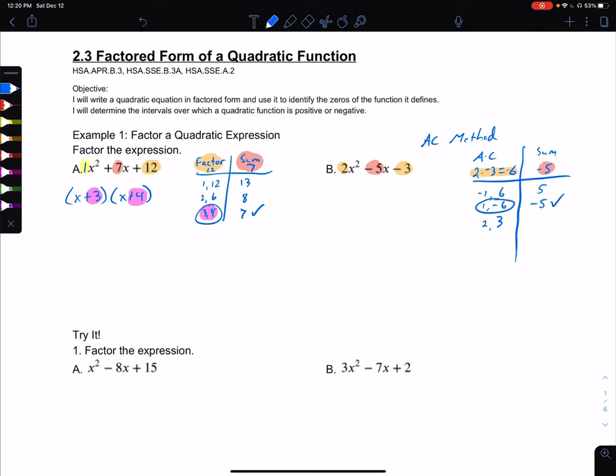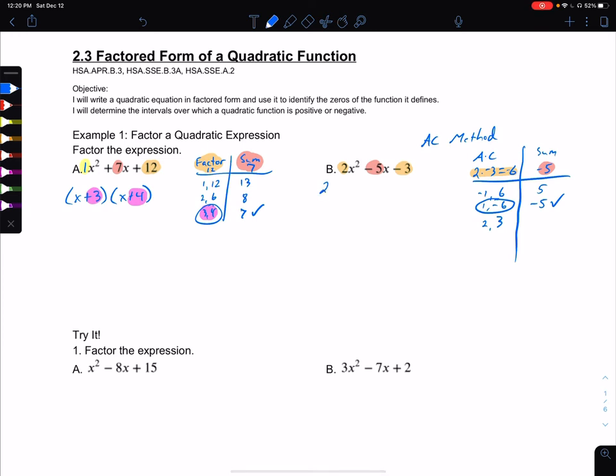Do be careful because if you mistakenly put negative 2, negative 3, that gives you negative 5 as a sum, but these two, negative 2 and negative 3, do not multiply to get negative 6. They would multiply to get a positive 6. So just be careful with that. Signs do make a difference in these problems.